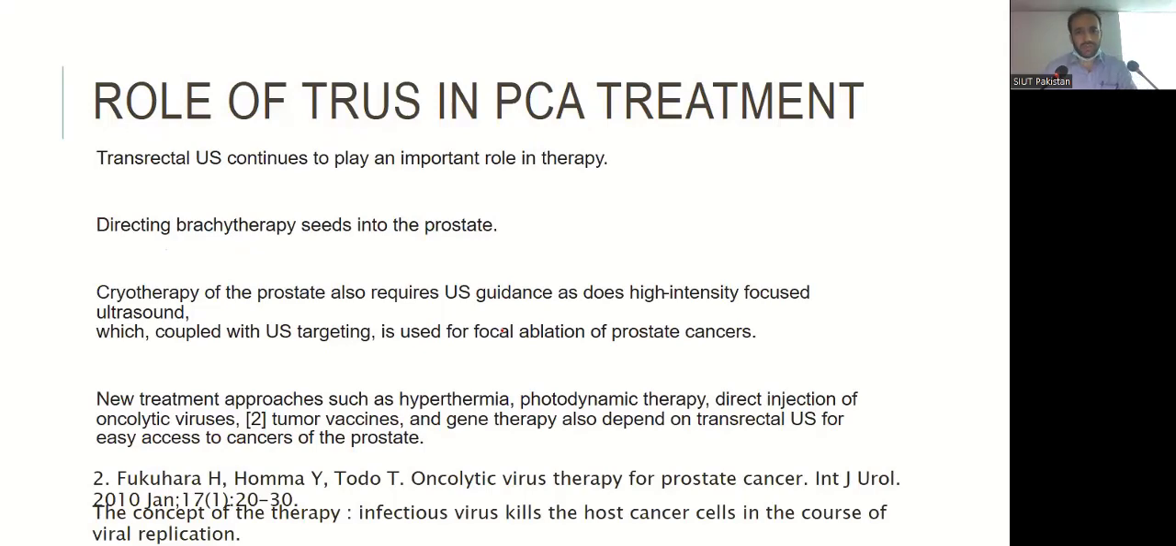Role of TRUS in prostate cancer treatment. Transrectal ultrasound continues to play an important role in therapy, directing brachytherapy seeds into the prostate. Cryotherapy of the prostate also requires ultrasound guidance, as does high intensity focused ultrasound, which coupled with ultrasound targeting is used for focal ablation of prostate cancer. New treatment approaches such as hyperthermia, photodynamic therapy, direct injection of oncolytic virus, tumor vaccines, and gene therapy also depend on transrectal ultrasound for easy access to the cancer of the prostate.